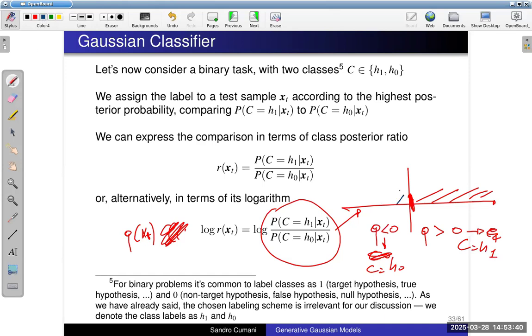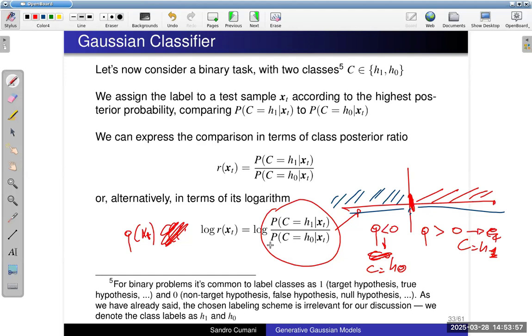So now we have asymmetry in how they behave. If it's greater than 0, it's assigned to class 1. If it's lower, it will be assigned to class 0. So larger than 0, class 1, lower than 0, class 0. And there is also symmetry.